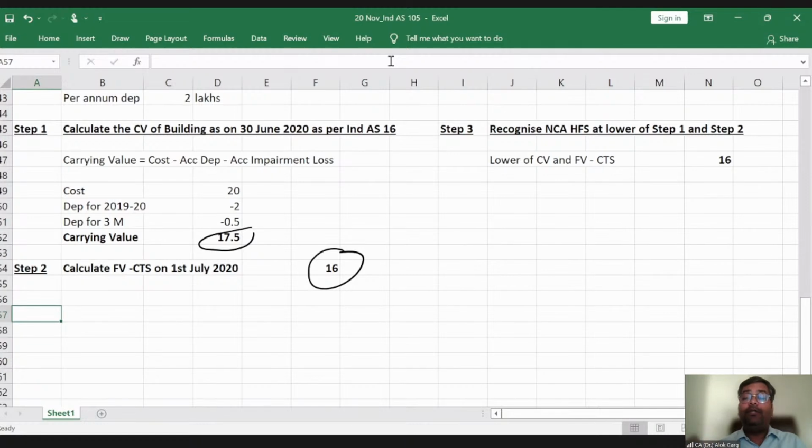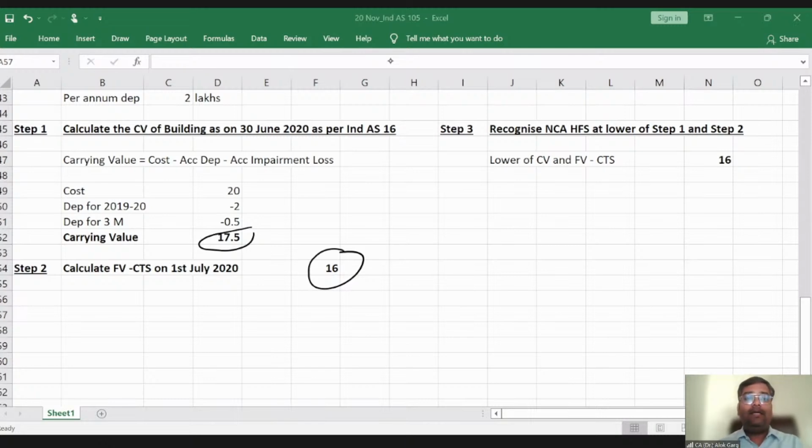So you need to compute the depreciation, impairment, everything till the date of classification. So you need to compute the carrying value. Then you need to compute the fair value less cost to sell. Then you need to recognize NCA HFS at lower of carrying value and fair value less cost to sell. Clear? I hope it is clear to all of you. Till 30th June, we have to compute carrying value as per PPE. Then on 1st July, we need to recognize it as an NCA HFS. I hope it is clear to all of you so far.